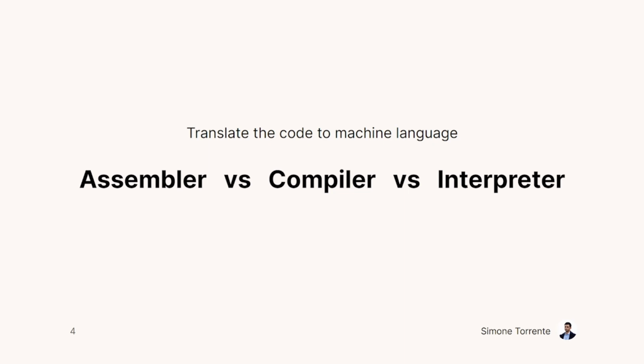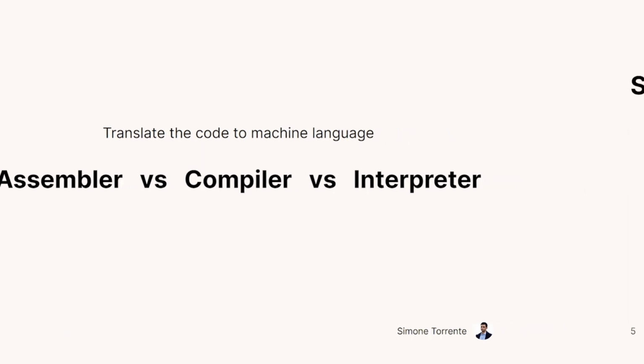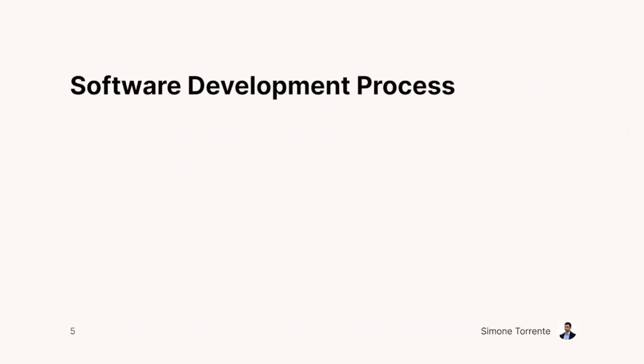Some languages, like Java, use a hybrid method. A Java program is firstly compiled into an intermediate language called Java bytecode, and then is interpreted on the virtual hardware Java Virtual Machine. The process of software development isn't just programming. We can define 5 different phases.